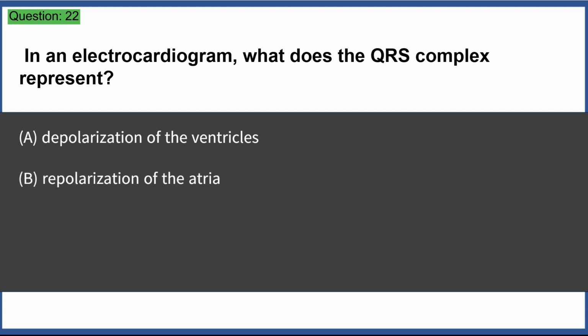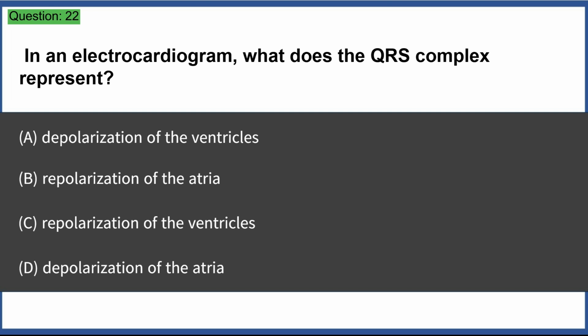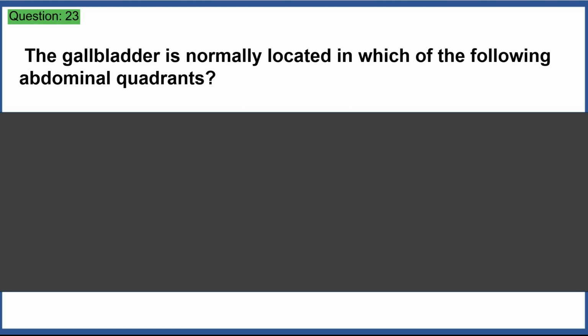In an electrocardiogram, what does the QRS complex represent? A. Depolarization of the ventricles, B. Repolarization of the atria, C. Repolarization of the ventricles, D. Depolarization of the atria. Answer: A. Depolarization of the ventricles.